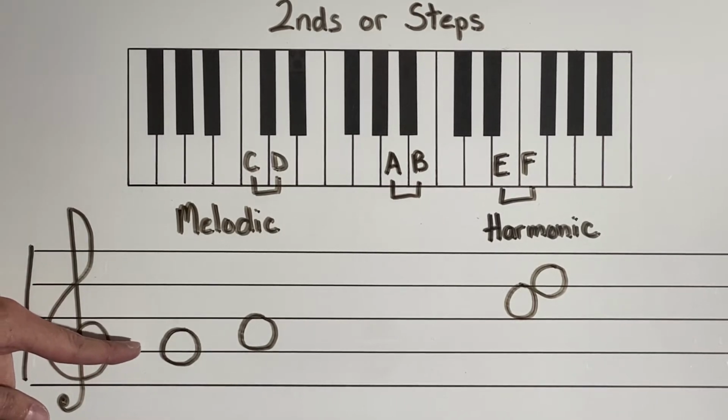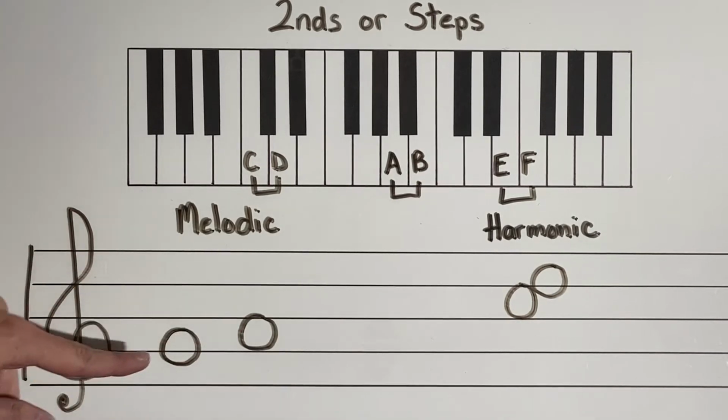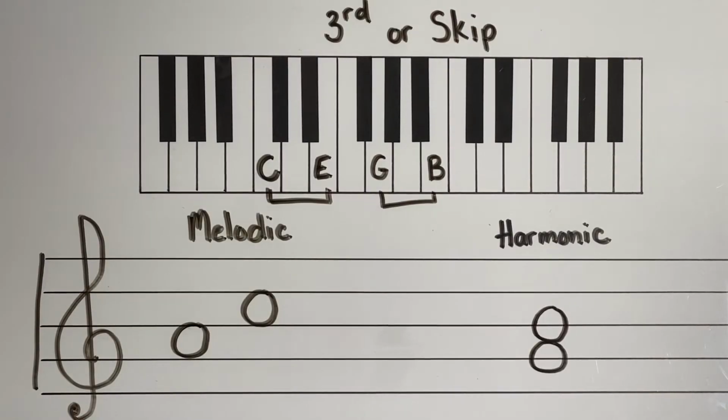Having the notes go higher, I'm going to go above in my pattern, and having the notes go lower, I'm going to go below, which would be here. Now we're going to move on to the next interval, which is going to be a third or a skip. It has two different names.